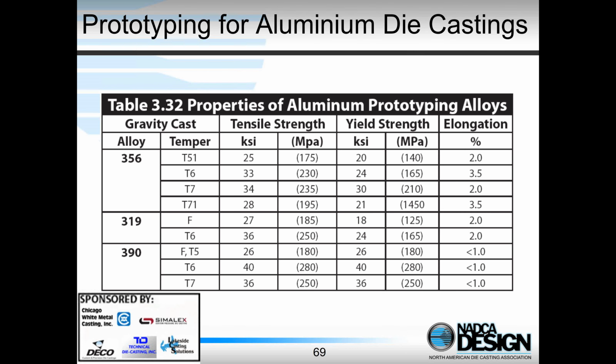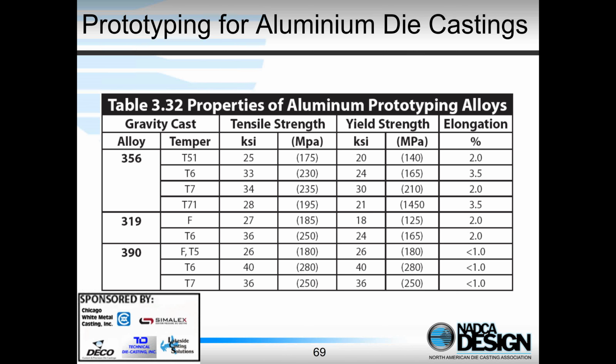But there are guidelines out there in terms of how to do this, and let's run through that quickly for each of the three classes of die casting alloys. So here with die castings, we can do it by gravity casting. Here are common gravity casting alloys: 356, 319, 390. Depending upon the heat treatment shown here, we can get quite a range in mechanical properties.